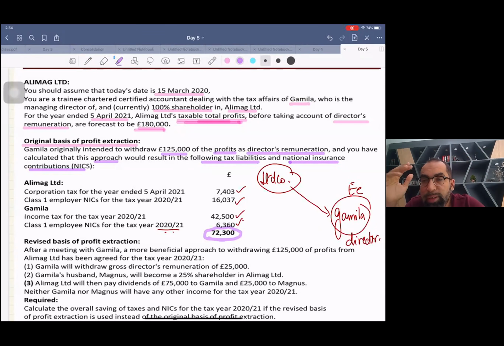Okay, now they will give you other options of extraction. First of all, hold and think over it.